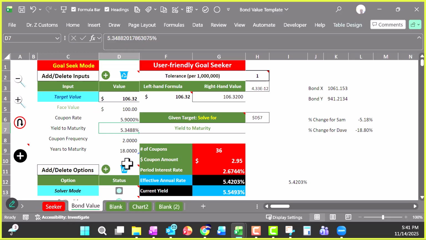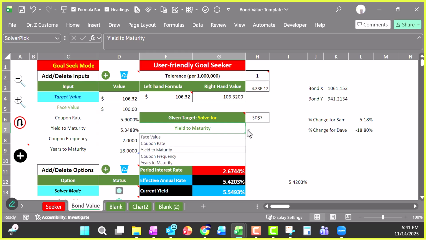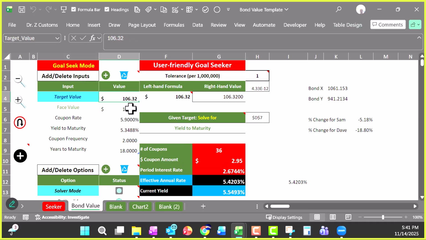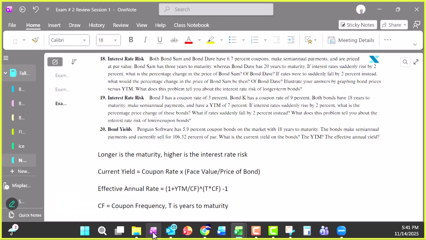And we solve yield to maturity by being in solver mode, pick yield to maturity as your unknown, enter the price, face value, and other inputs. Was that clear? Okay, let's see if we have anything else we want to do from this chapter.